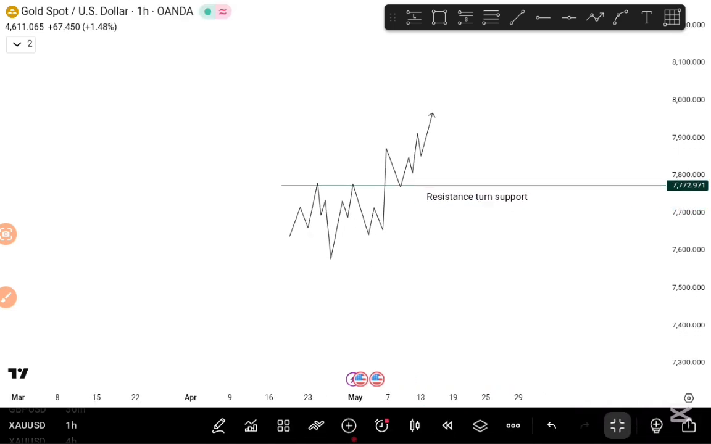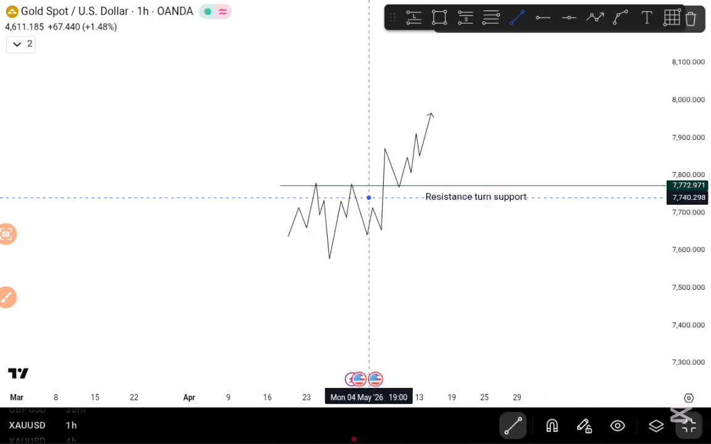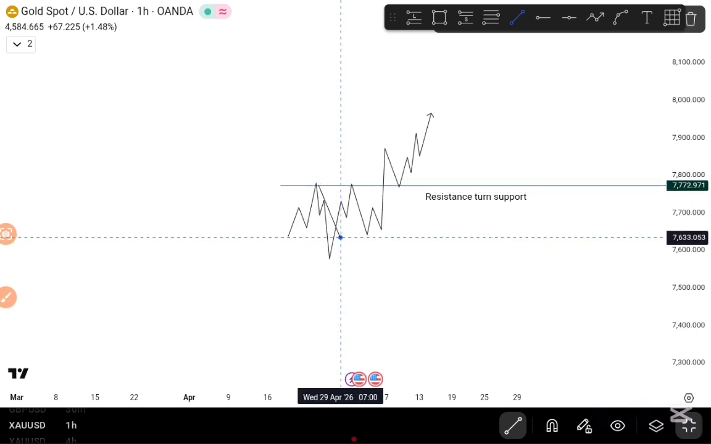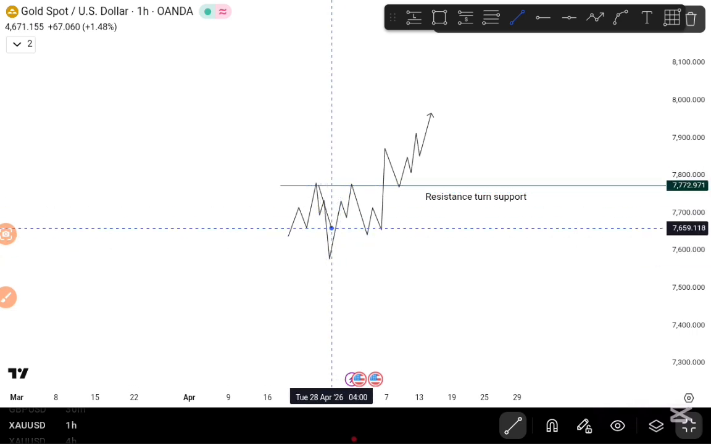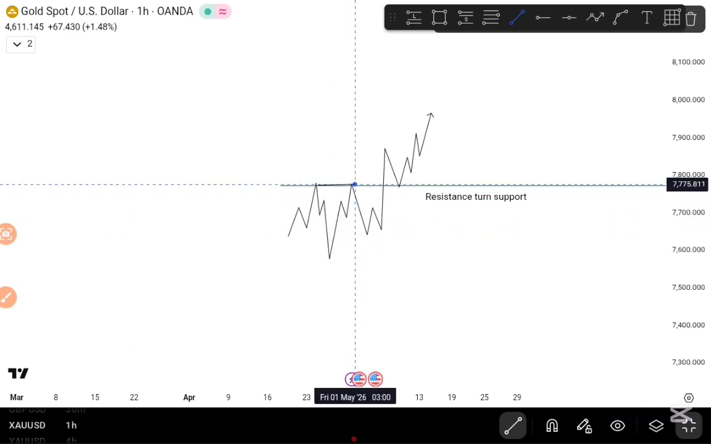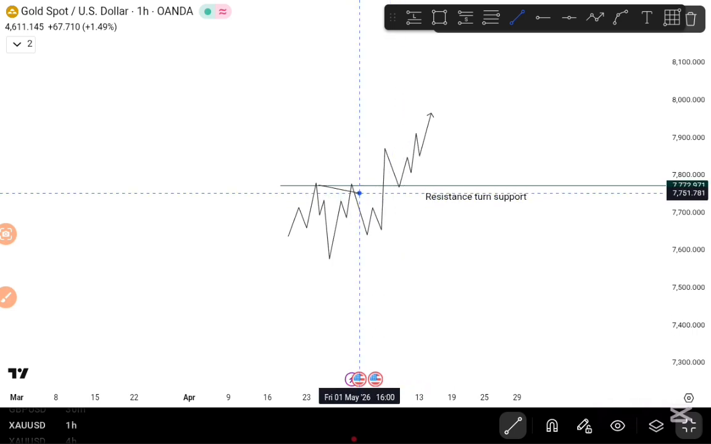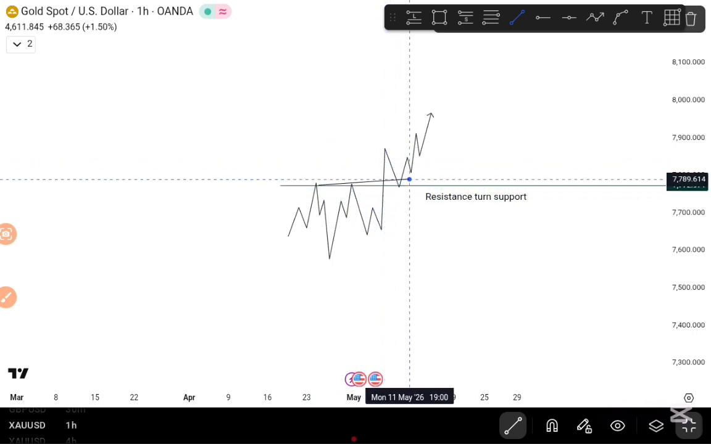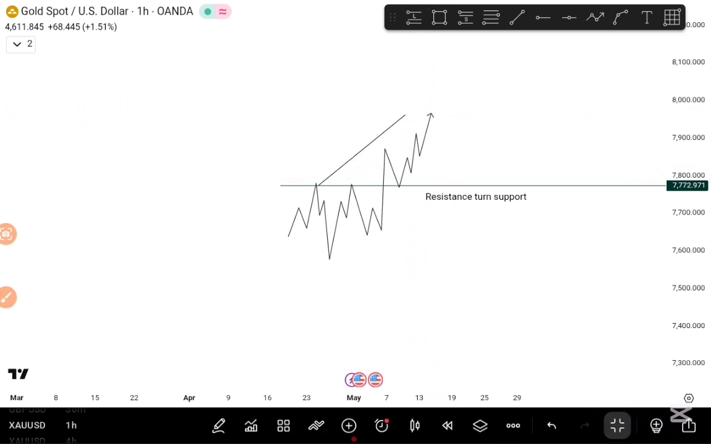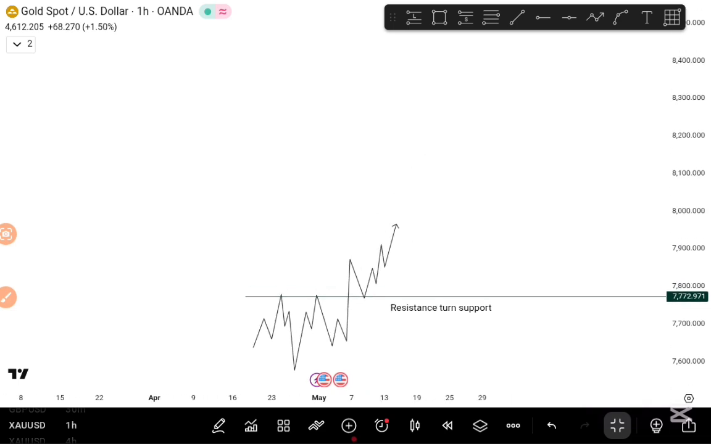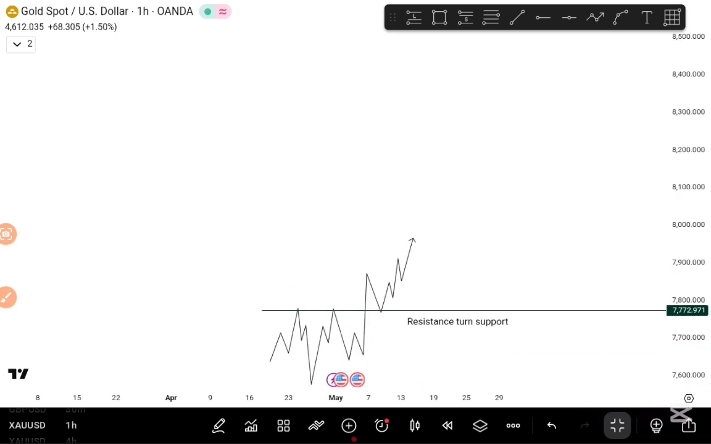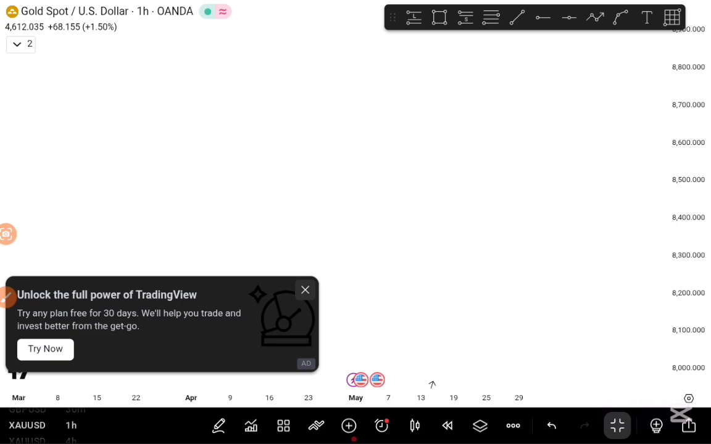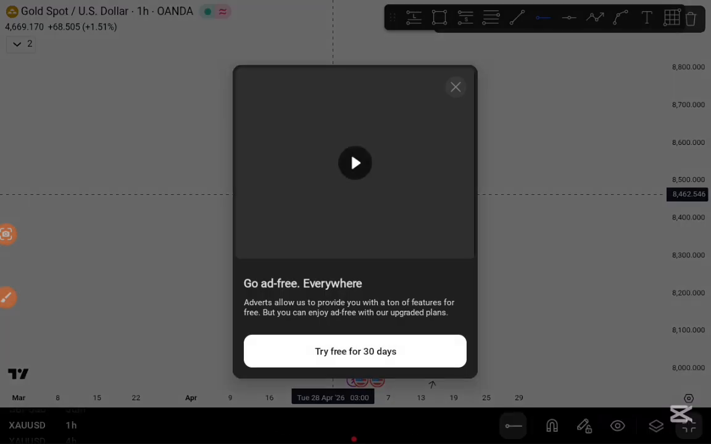Why? Because after the market came all the way to this point, it reacted off this level. Then at the same level the market had reacted from, the market broke it, came back to retest and started buying all the way to the upside. So we can call this a resistance turn support. We also have the opposite of it, where support turns resistance, somewhere here.